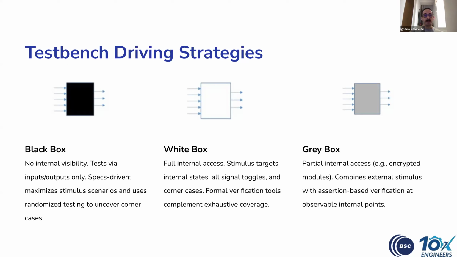So each of these strategies has its place. We use black box for maximum stimulus variety, white box for targeted coverage, or gray box for constrained visibility situations. In most cases, in the real world, what we face is a gray box scenario, which mixes both white box and black box.